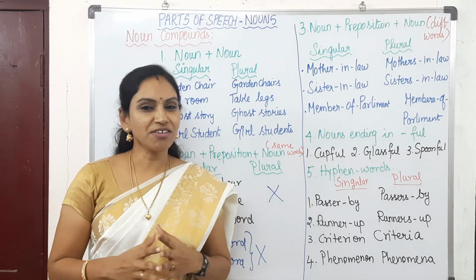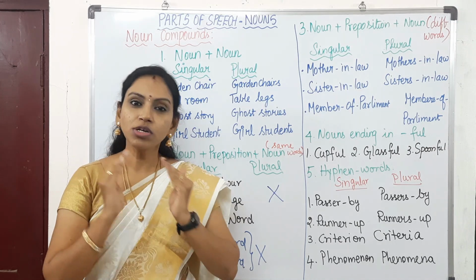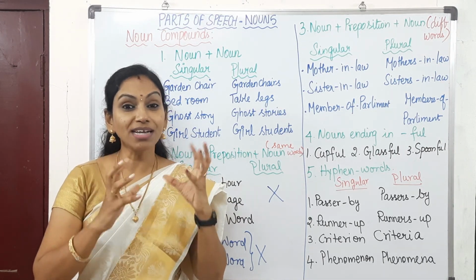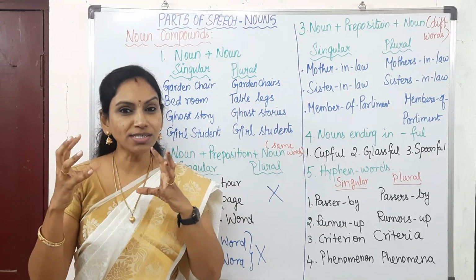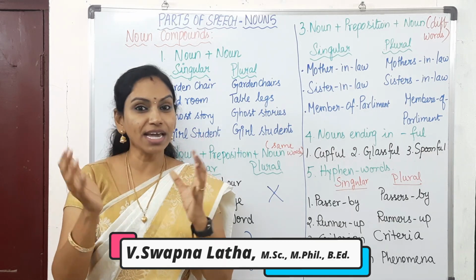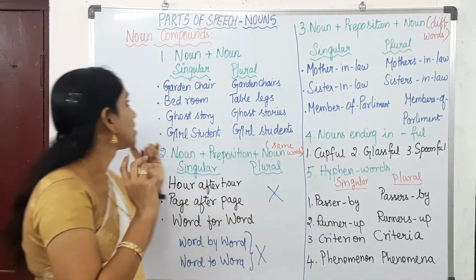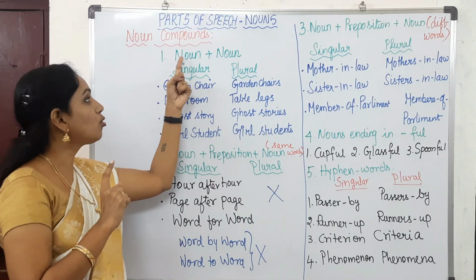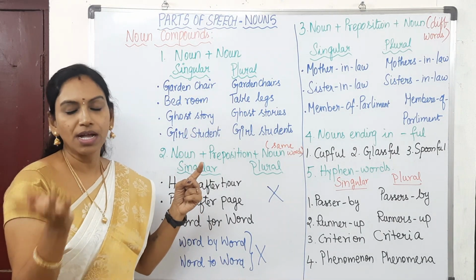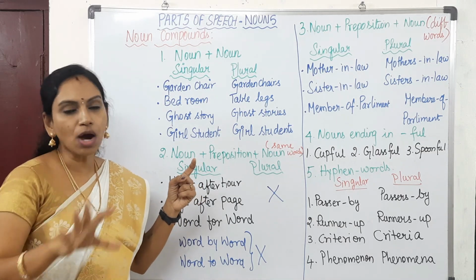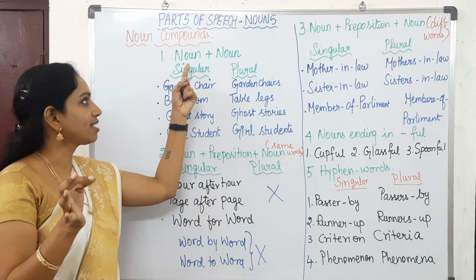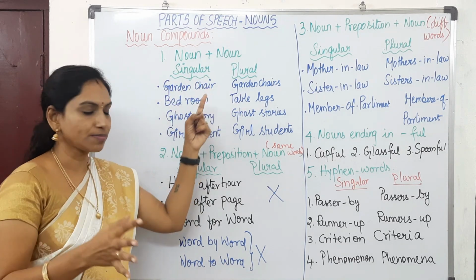Next topic, my dear friends, is noun compounds. What if a noun is given as two words? If two words are nouns only. So let us see with different examples. Number 1, noun plus noun. If both words are nouns only, what is that? The same first category is noun plus noun.